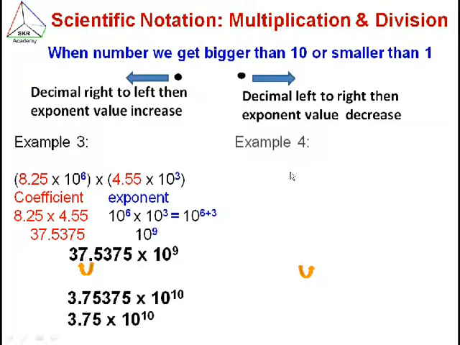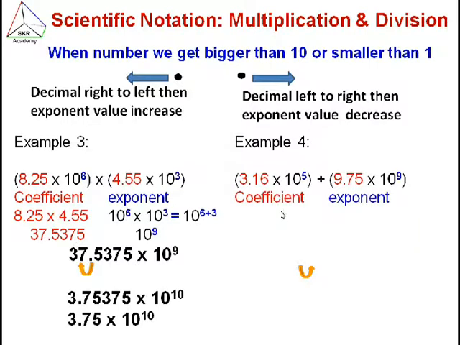In the case of division, let's take example number 4: 3.16 times 10 to the power 5 divided by 9.75 times 10 to the power 9. So let's see how we will divide these two. Again, we will divide the coefficients and exponents separately. So 3.16 divided by 9.75, and 10 to the power 5 divided by 10 raised to the power 9.